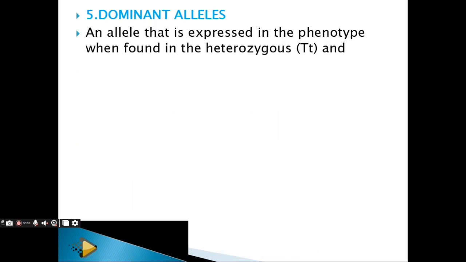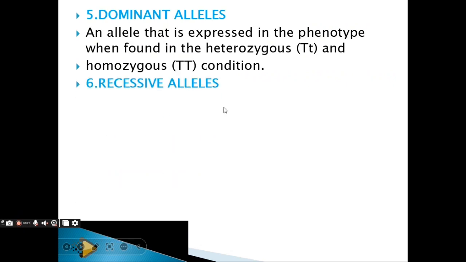Then we have the dominant allele. A dominant allele is an allele that is expressed in the phenotype when found in the heterozygous condition, remember, different alleles. It is also expressed when it is in the homozygous condition. Homo, same; hetero, different. As you can see here, the homozygous condition is homozygous dominant because they are all dominant.